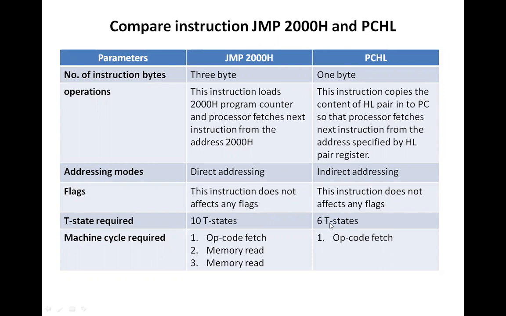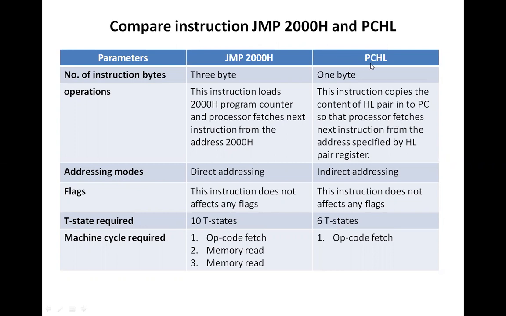4 T states will be consumed in the normal operation. That is, the address is sent on the address bus. ALE signal goes high in the first T state. In the second T state, the read signal goes low, and ALE signal goes low. The IO/memory signal is going to become low. And in the fourth T state, the opcode of PCHL will be fetched, decoded, and executed. So 4 T states will be required to execute PCHL.